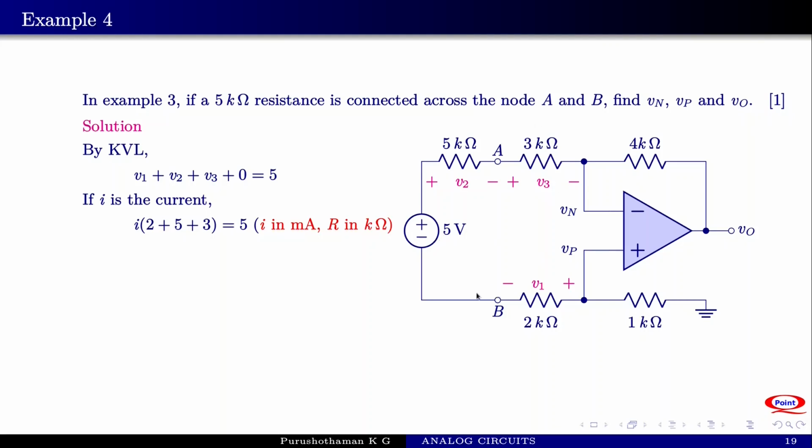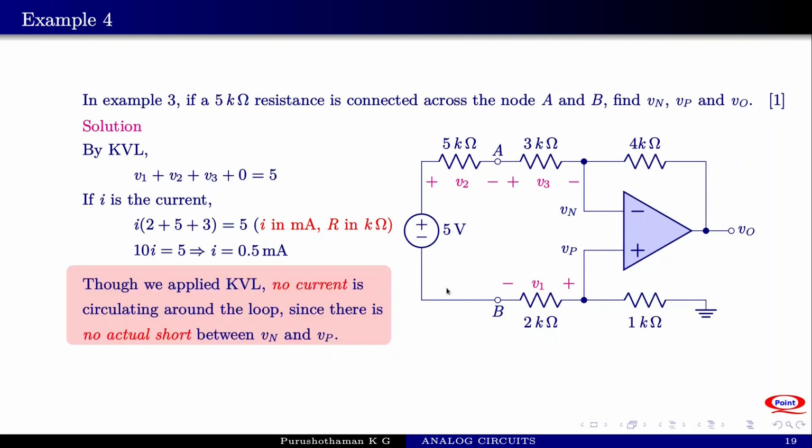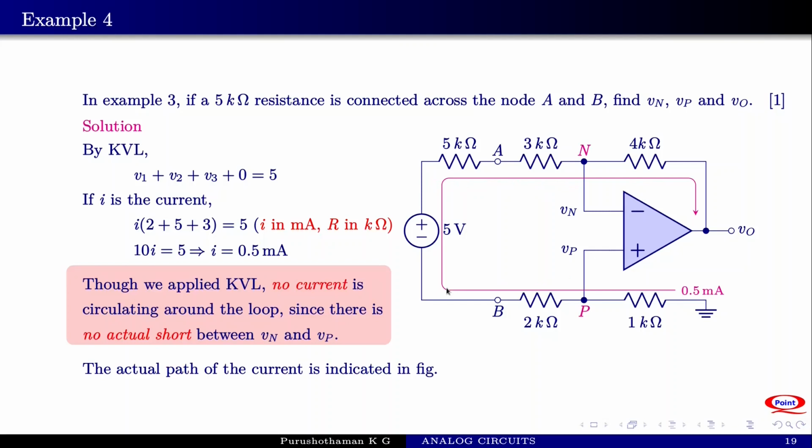5. I is in milliamperes and R is in kilo ohms. That means 10I is equal to 5 or I is equal to 0.5 milliamperes. So the current through these resistors is 0.5 milliamperes. And we know that there is no actual current flow around the loop. So what is the actual path of the current? The current is not coming from here. The current is flowing in this path. This is the actual path of the current.